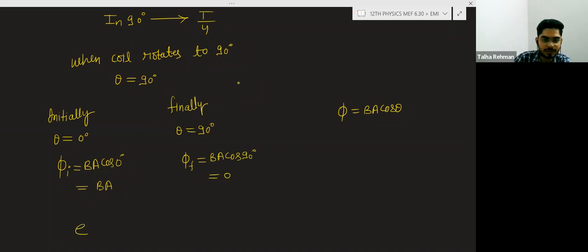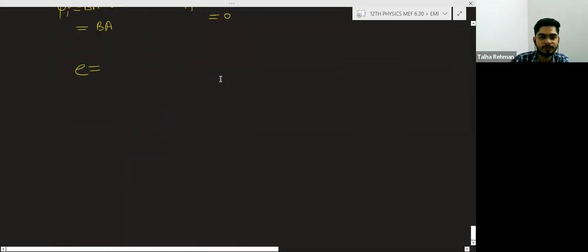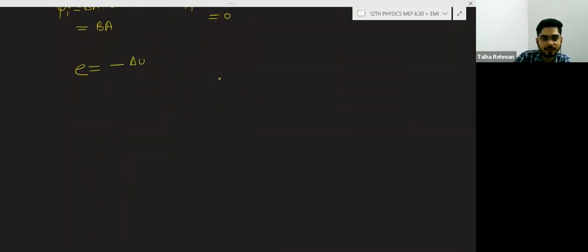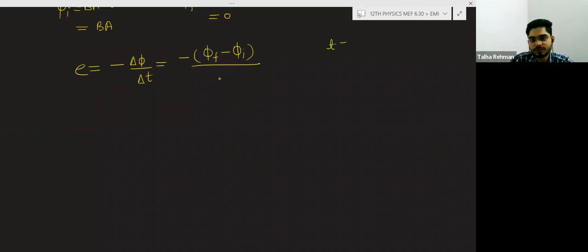Now they are asking to calculate the average EMF. What is the average EMF? Minus delta phi by delta t. I have told you that delta phi can be written as final flux minus initial flux, divided by delta t, which means change in time. Initially the time t is equal to 0. Now the time is T by 4. In rotating the coil through 90 degrees, the time is T by 4. So you will write here delta t is T by 4 minus 0.